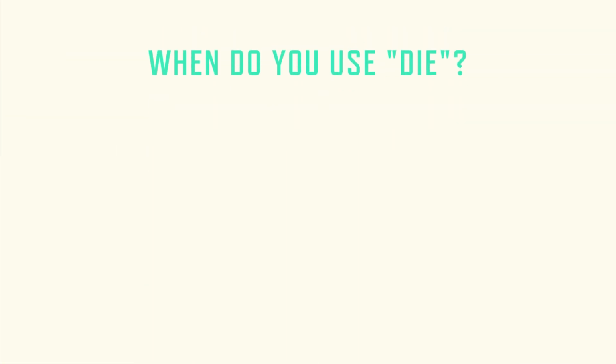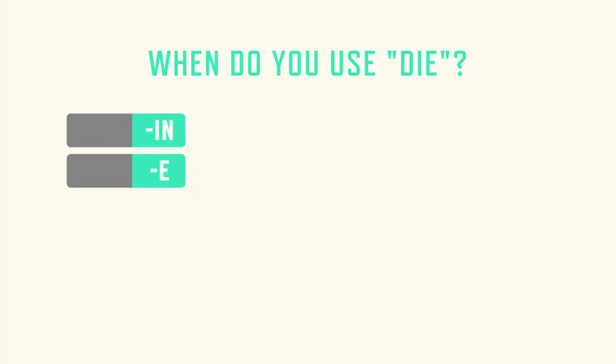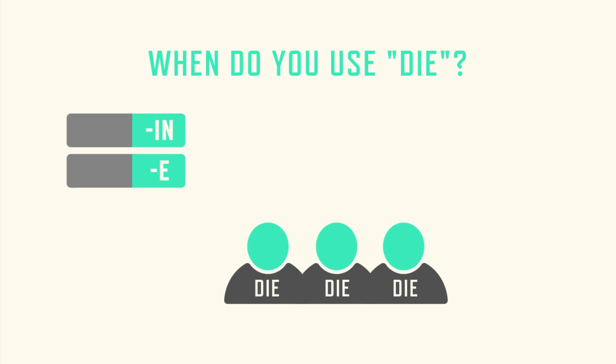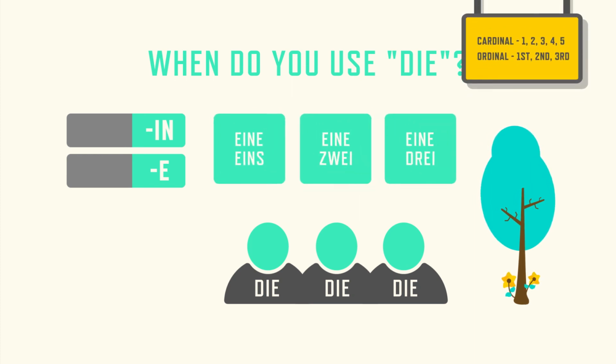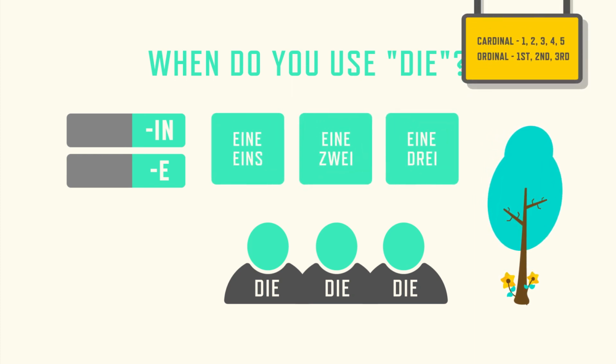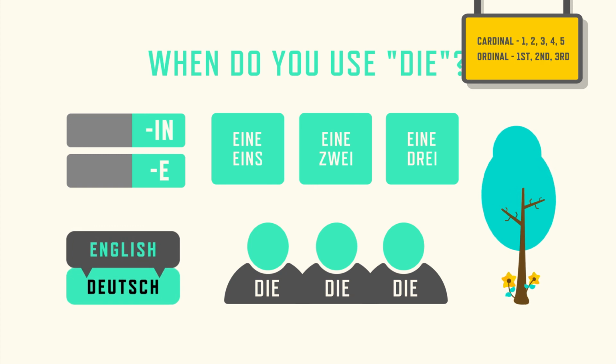When do you use die? When you see the nouns end with in or e. When you use die in plural nouns. When you want to use it on flowers, trees. When you use it on cardinal numbers. When you use it on the borrowed nouns from English.